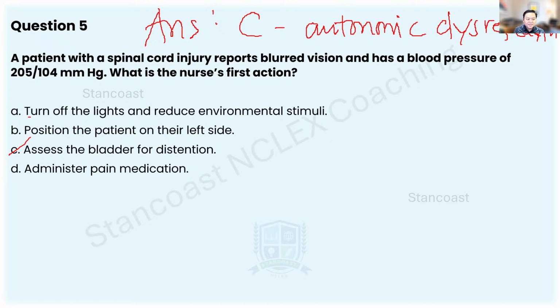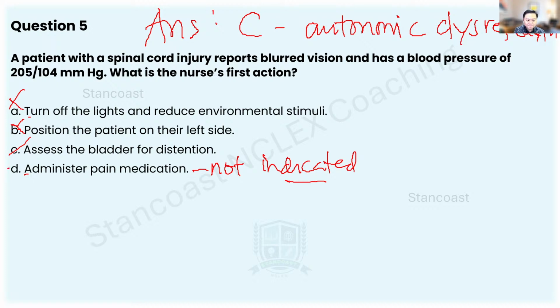All right. What about letter B? Position the patient on their left side. It doesn't really address the autonomic dysreflexia. It's not a specific intervention. Okay. Removing that one. Letter D, administer pain medication. You think it can help? It's not going to treat the autonomic dysreflexia at all. Not indicated. It hasn't been known to reduce the incidence of autonomic dysreflexia.